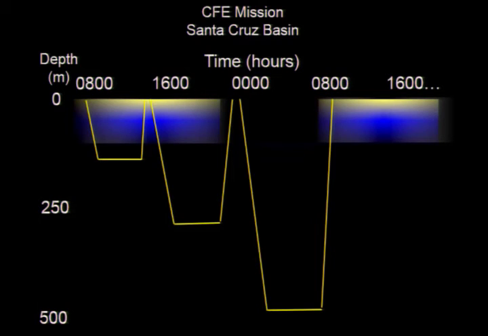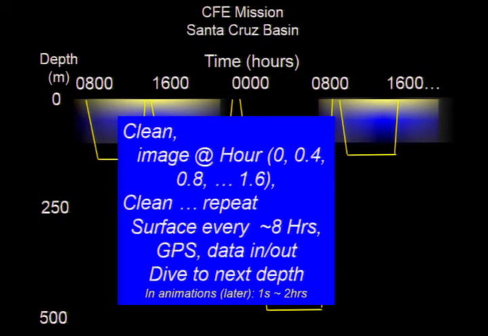And this is the mission of the Carbon Flux Explorer. The idea is that you take an image, and every 0.4 of an hour, you keep on taking images. And then eventually, after about 2 hours, you clean off the sample stage and go again. It surfaces every 8 hours, and then goes to the next depth. And I'm going to show you some animations. About 1 second of animation is about 2 hours elapsed in this device's record.